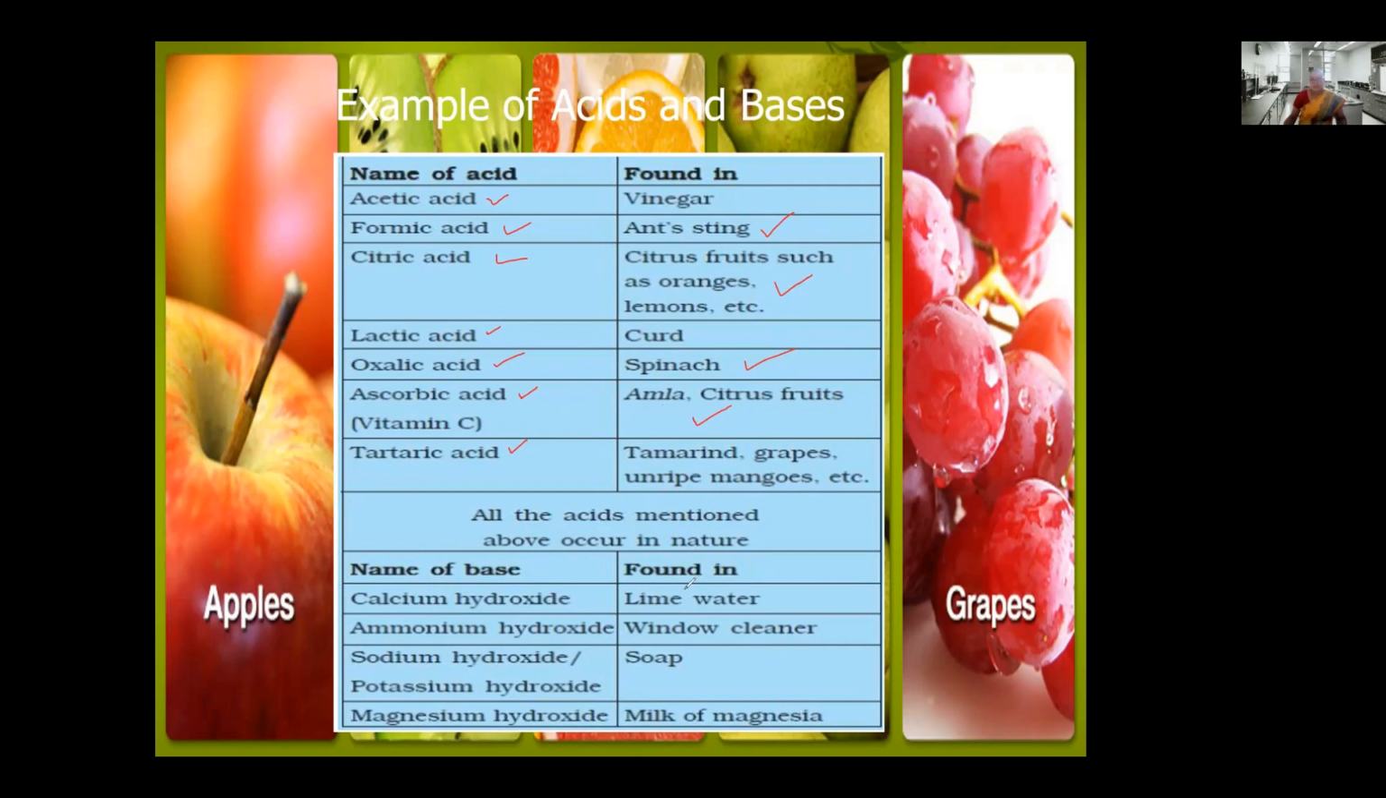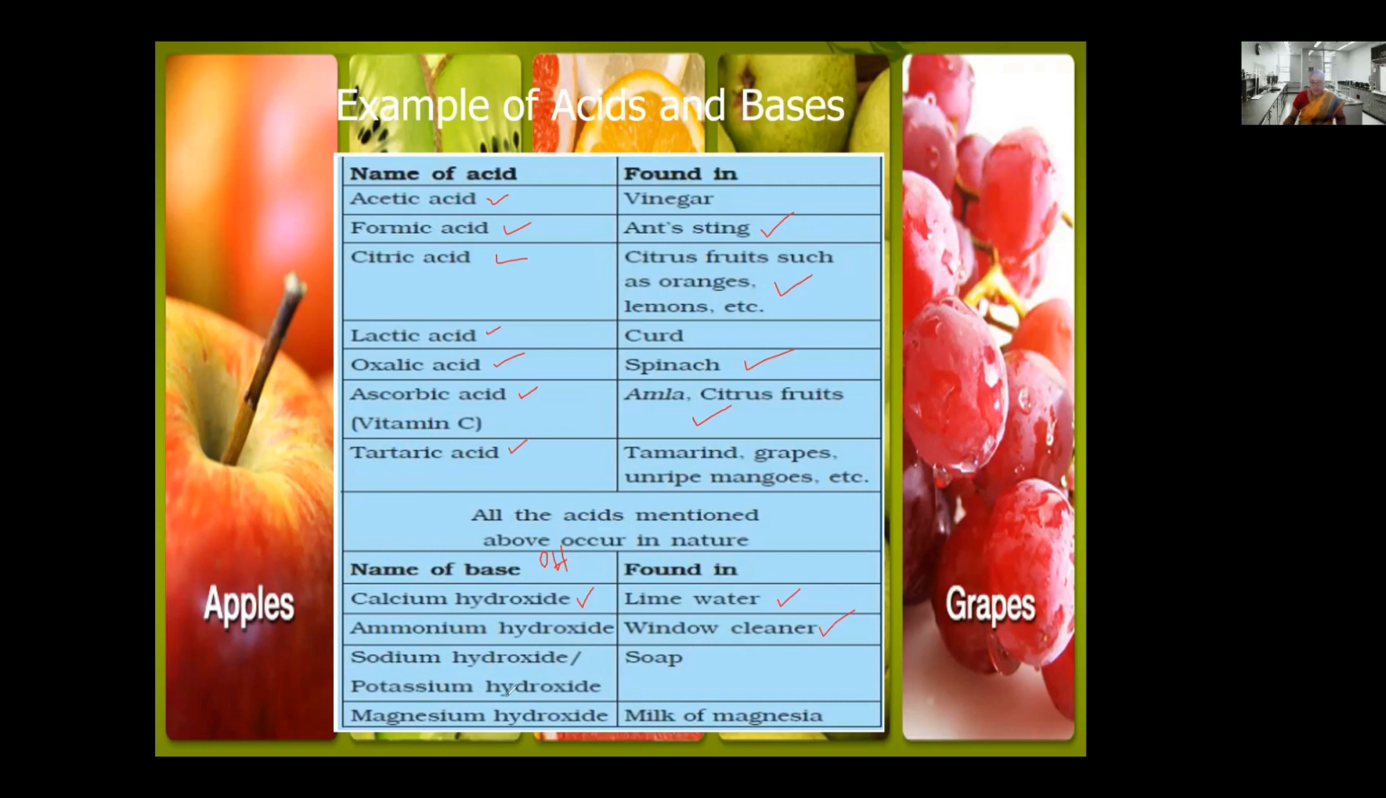Coming to the bases. Name of the base: calcium hydroxide. As I told, hydroxide means OH group, so OH will come here. Calcium hydroxide is present in lime water. You all like lime juice, no? So that is lime water. Ammonium hydroxide is in window cleaner, like the sprayers we have for cleaning windows and other glasses.